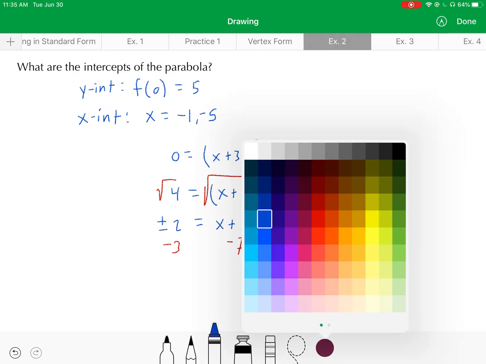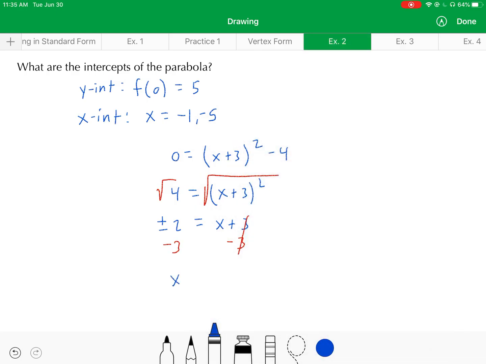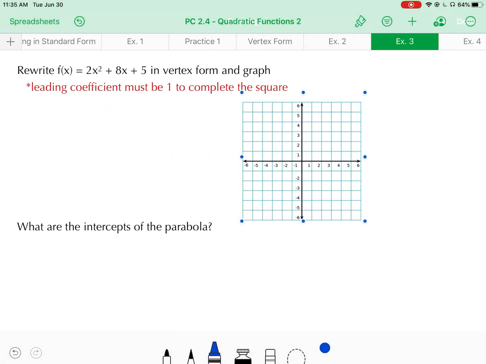Now, if that were a positive 2, 2 minus 3 is going to give me x equals -1. And -2 minus 3 would give me -5. So that's algebraically how you can find your x-intercepts using the vertex form. Okay. All right, example 3 is going to look very similar to example 2 with one exception, okay?